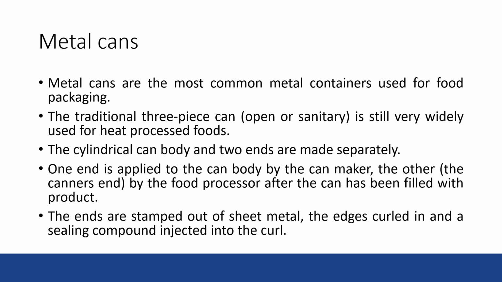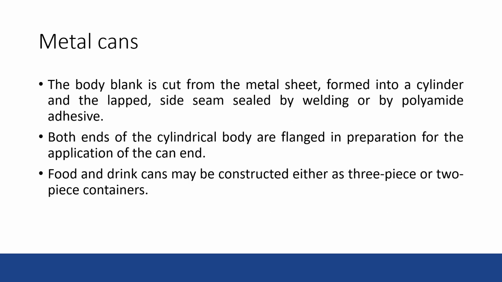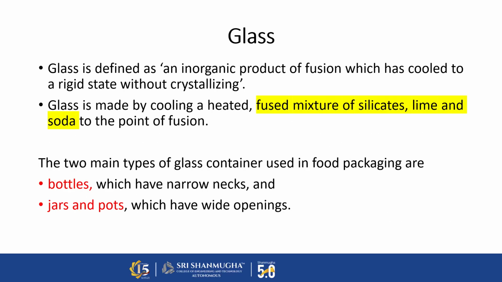Metal cans are the most common metal containers used for food packaging. The cylindrical can body and the two ends are made separately. One end is applied to the can body by the can maker and the other by the food processor. The ends are stamped out of the sheet material and the edge curled into a sealing compound injected into that curl. So next packaging material is glass.